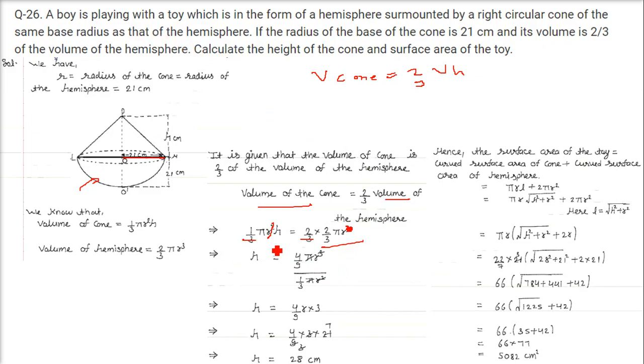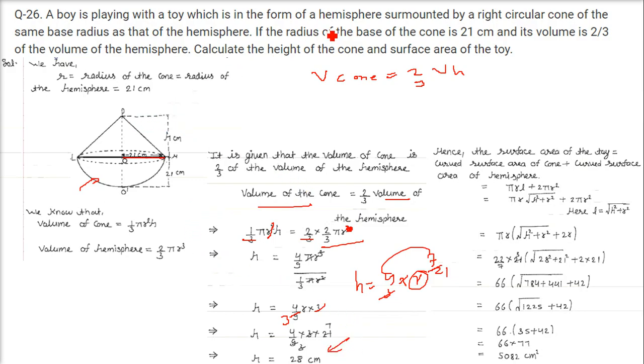So height is not known, so we have to find out. So height will be 4 by 9 r into 3. As I said, it will be already 2 by 3, 4 by 3 only. So 4 by 3 into r. So h is 4 by 3 into r, and radius is what? It is 21. 4 by 3 into 21, 3 7 is 21, 7 4 is 28. Height will be 28 centimeter.